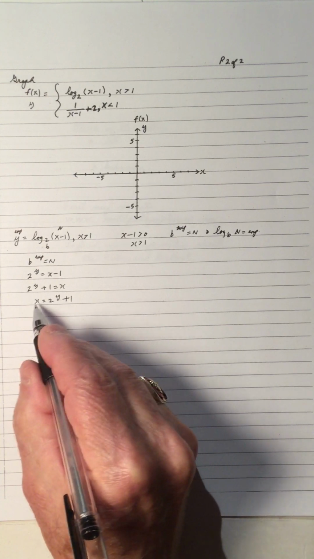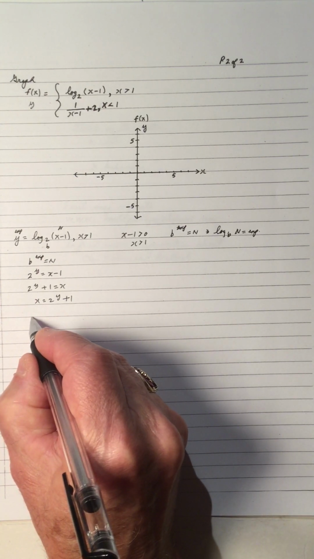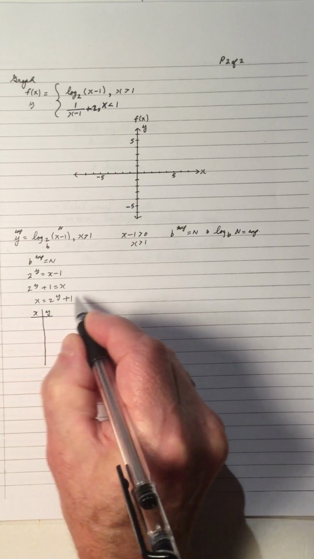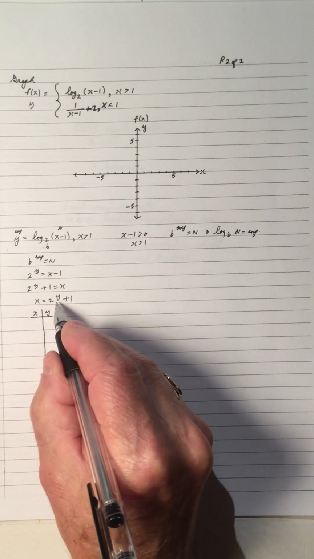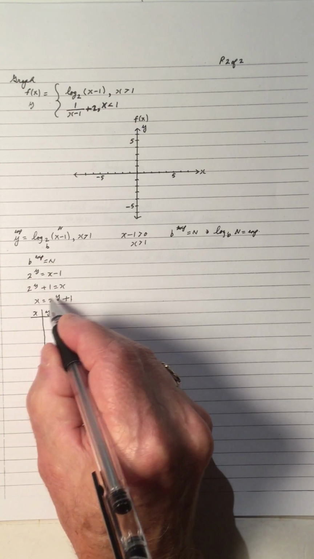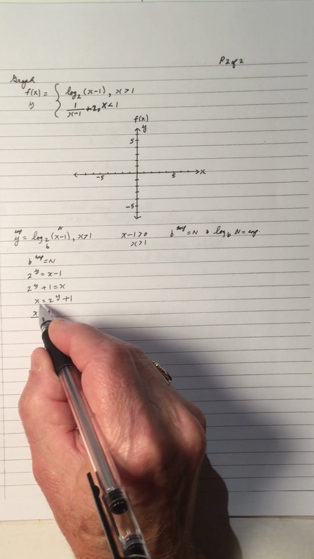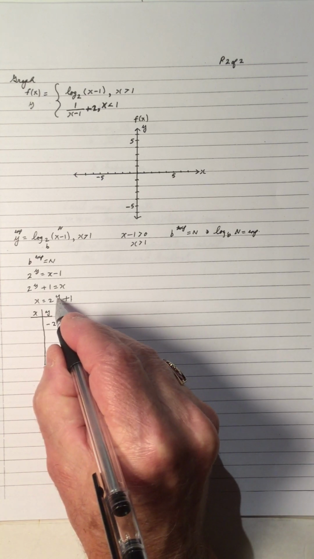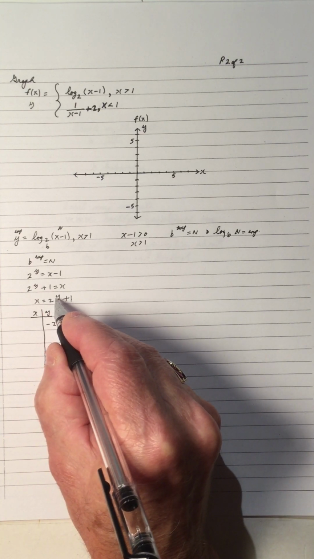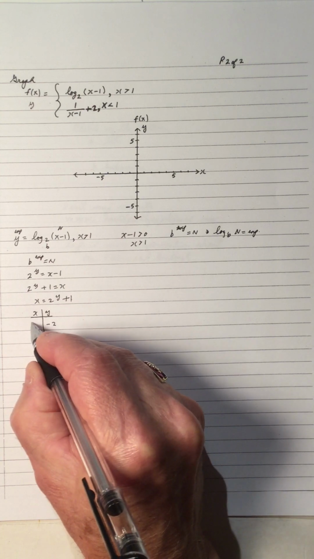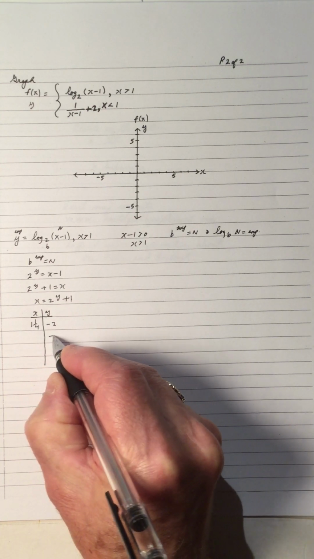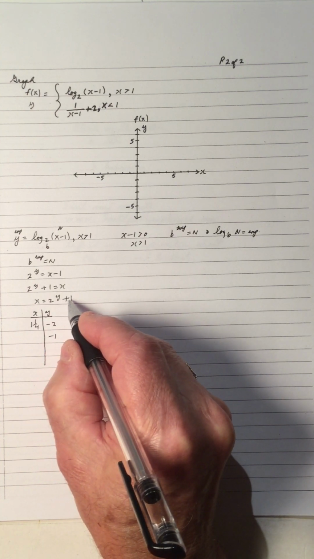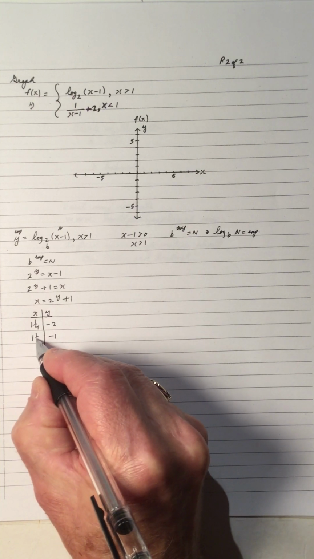Notice this is solved for x. What I'm going to do is put the values of y in first and then come up with the values of x. That makes it much easier. So let's take y to be negative 2. 2 to the negative 2 is 1 over 2 squared, which is 1 quarter. So that's 1 and 1 quarter. Let's go negative 1. 2 to the negative 1 is 1 over 2, and that's a half plus 1 is 1 and a half.